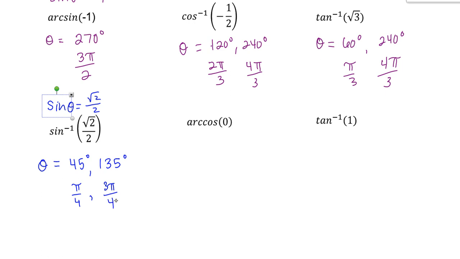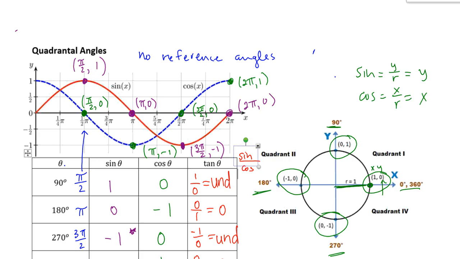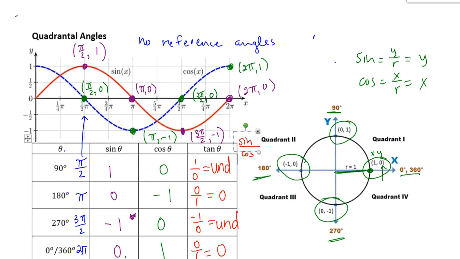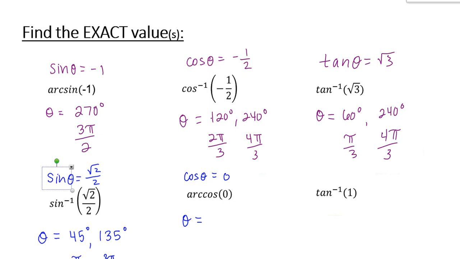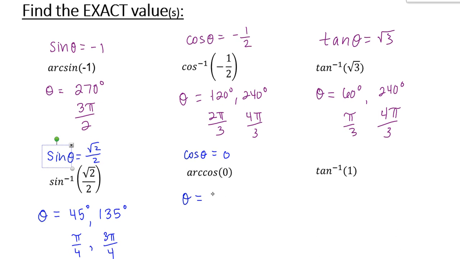Okay, this one says arc cosine of 0. That means that the cosine of some angle equals 0, and I need to figure out what that angle is. Now it's a 0 with cosine, which means we're only going to go back to the quadrantal ones. Looks like it happens at 90 and 270. So our answer here is theta equals 90 degrees or 270 degrees. That's pi over 2, 3 pi over 2.